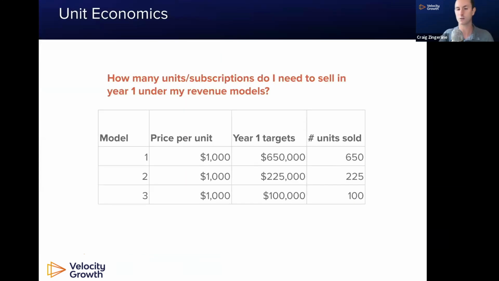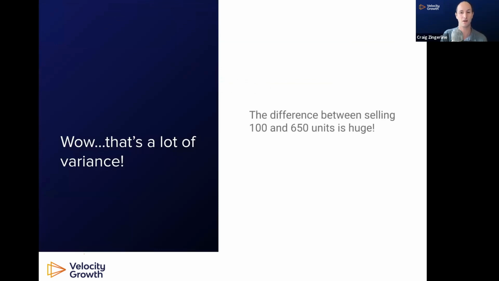And what you can start to do is map out, okay, here's what I have in terms of my price per unit and my targets. How many things do I need to sell in a year to reach my goal? Doing it this way really enables you to quantify what that sales process is going to have to be to just hit your metrics. And again, most of us skip this step. So we work with a set of metrics that we don't fully understand. There's a lot of variance there, right?